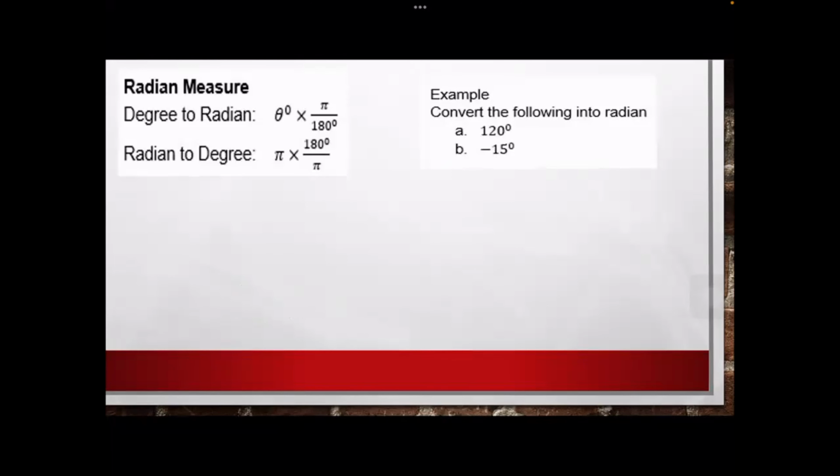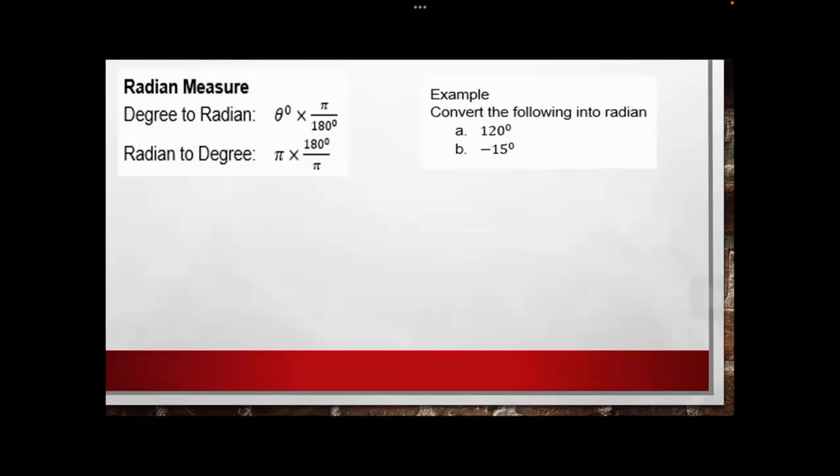Okay, the next we will have here is the radian measure. So magkakaroon tayo ng conversion, degree to radian and radian to degree. For degree to radian, we have the angle times pi over 180 degrees. Yung pi natin, hindi natin i-convert as 3.14. It will remain as the pi. Then, radian to degree, magkakaroon tayo ng angle times 180 over pi. Tama ba yung aking formula? Tama.